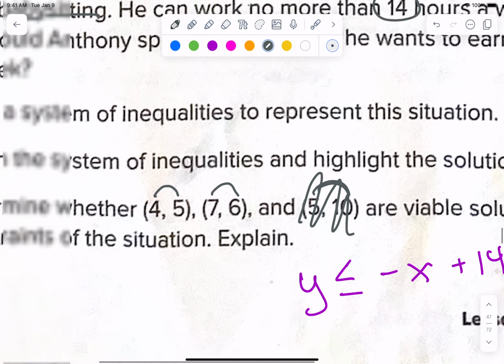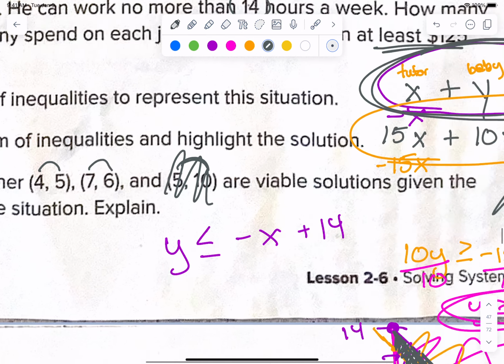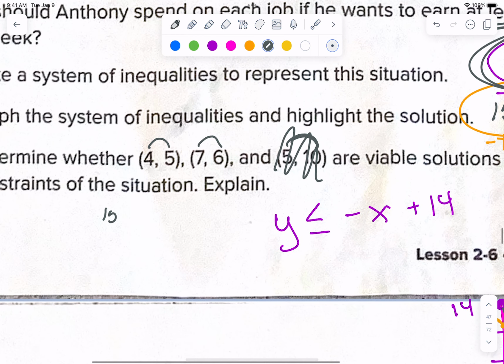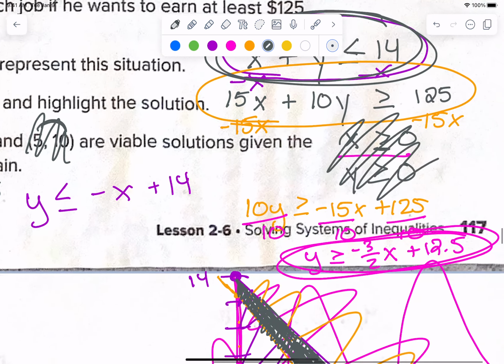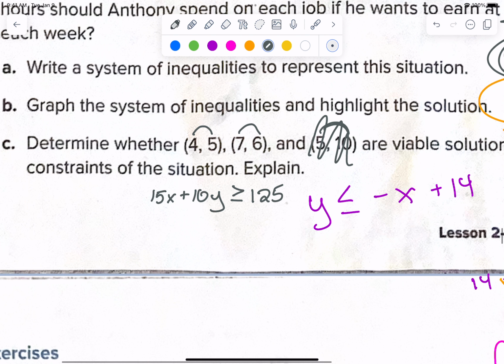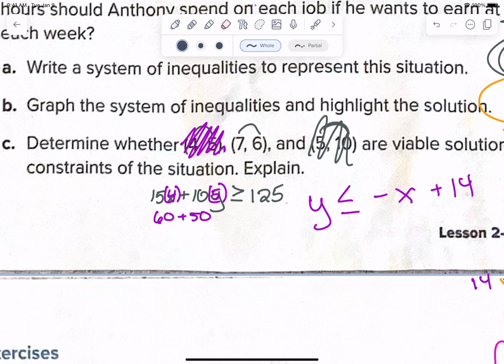So now let's check the first two, and let's make sure that 15x plus 10y is greater than or equal to 125. Let's check the first two equations and make sure that works, okay? So if I plug 4 in here and plug 5 in here, 4 times 15 plus 10 times 5, this would be 60 plus 50. Is that greater than 125? No, it's 110. That's not going to work, right?